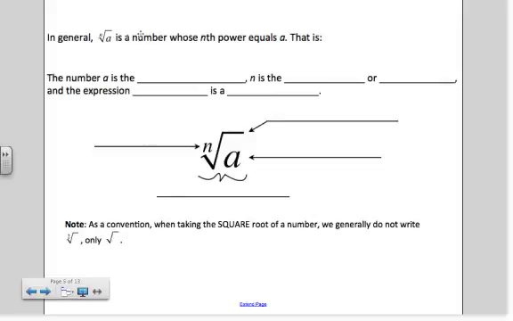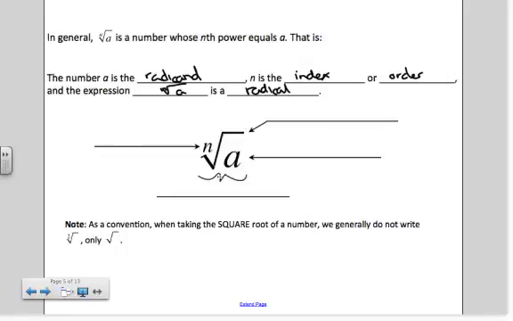All right, so in general, the nth root of a is a number whose nth power equals a. That is, the number a is the radicand. n is the index or order, and the expression nth root of a is a radical.